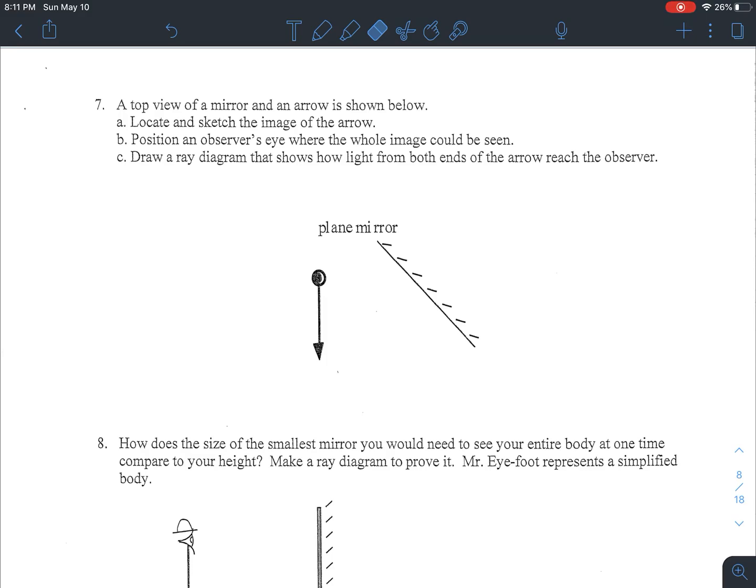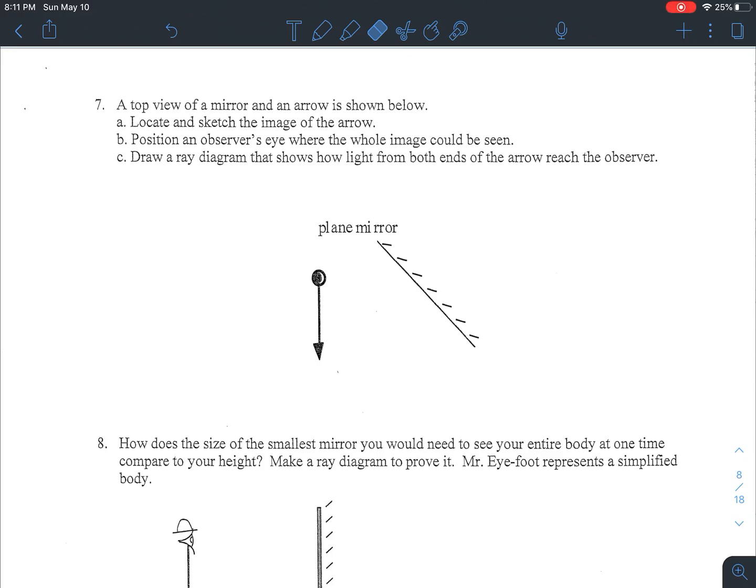It's just an arrow, just a drawing with a little dot. Something to note here is that the mirror is at an angle to our image. So we're going to be looking at tracing the light rays. And then part B, we're going to position an eye where we could see this.